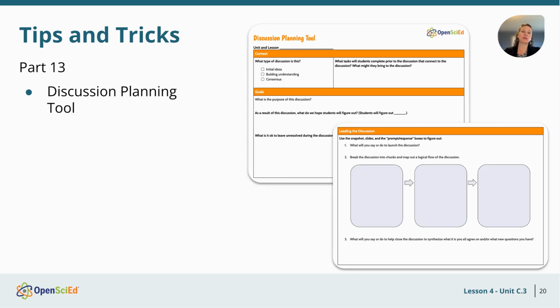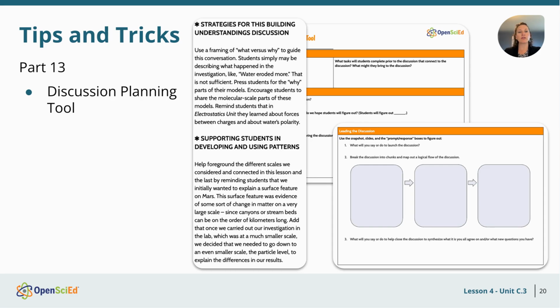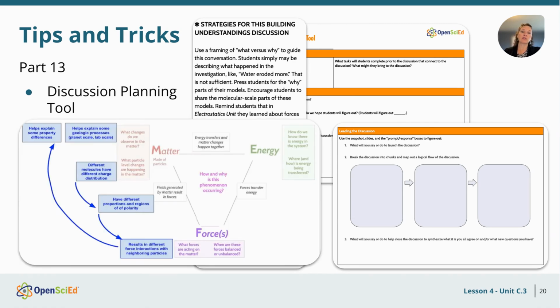It'll help you focus on the goals for your discussion and think through the flow of the discussion so you make sure that you don't leave anything out. There's also support suggestions in the teacher's edition, including strategies for the building understandings discussion and supporting students in developing and using patterns. There's also a step-by-step guide for how to add the ideas onto the MEF poster. So you want to make sure you take a look at that before the discussion.